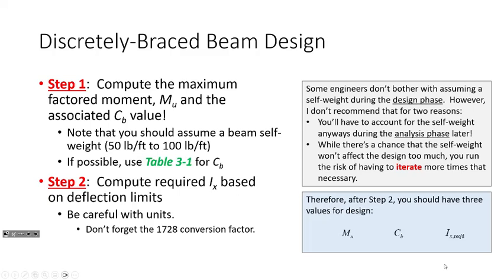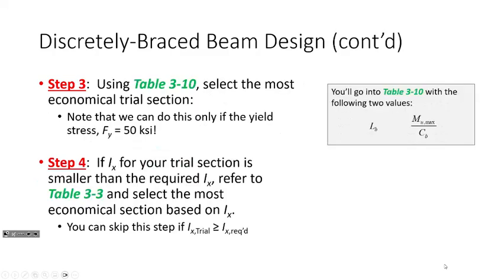So after step 2, when we were doing continuously braced design, we said we're going to have our analysis results and our required moment of inertia. Same thing here, although we're also going to have a CB term. That's an additional term that we need because we're dealing with discretely braced beams, not continuously braced beams. Then we look up a trial section.